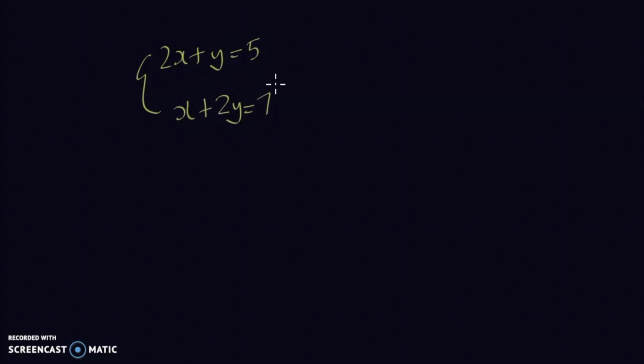Now let me show you a method of substitution, perhaps. Okay, so for example, we have the equations 2x plus y is equal to 5 and x plus 2y is equal to 7. Essentially, substitution is making one equation in terms of one variable and substituting it into the other. So here we can very easily make y the subject of this equation, or we can make x the subject of this equation, and substitute it into the other.